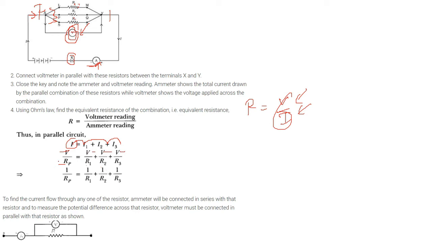Now for the second part of the question, the answer would be: to find the current flowing through any one of the resistors, the ammeter will be connected in series with that resistor, and to measure the potential difference, we will connect the voltmeter in parallel with the resistor. So this is how things go about.